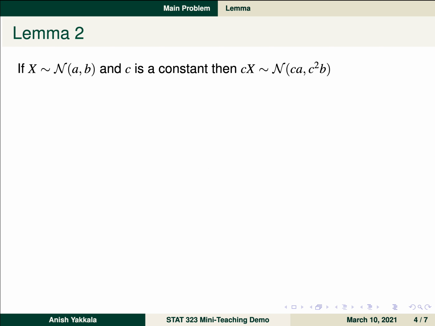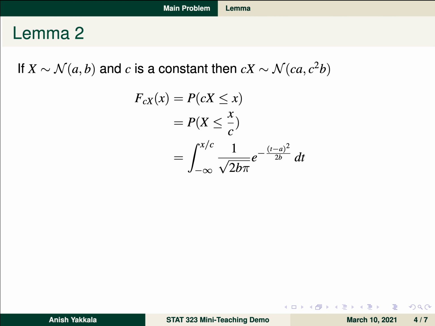Alright, here's our second lemma. If x is normally distributed with the mean of a and a variance of b, and c is a constant, then c times x is normally distributed with the mean of c times a and a variance of c squared times b. Alright, here's the CDF of c times x. And using algebra again, we can just divide both sides by c. And now we have a CDF in terms of x. And we know that's just a normal CDF. And we take it from negative infinity to x divided by c.